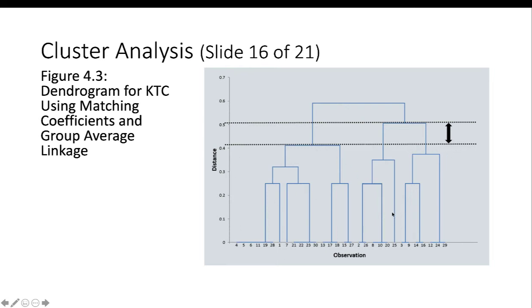And the next cluster is smaller. It has only 2, 26, 8, 10, 20, and 25. This is the second cluster. And the third cluster is also small. It has 3, 9, observation 14, 16, 12, 24, and 29.